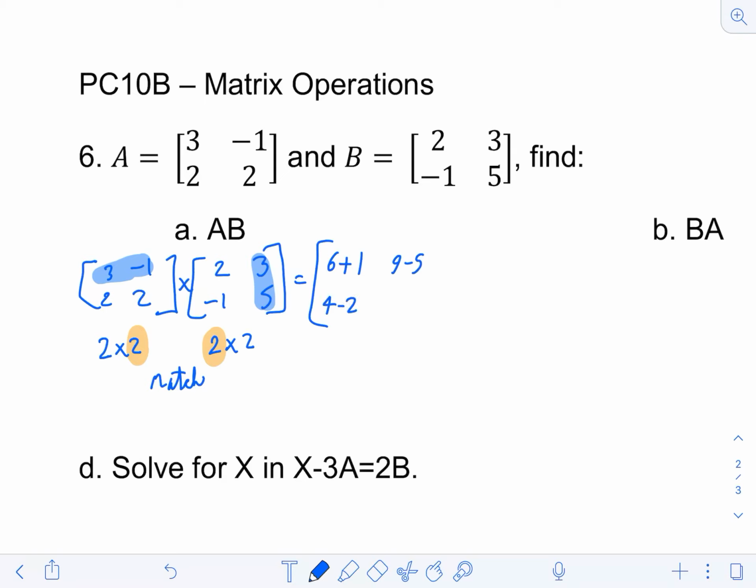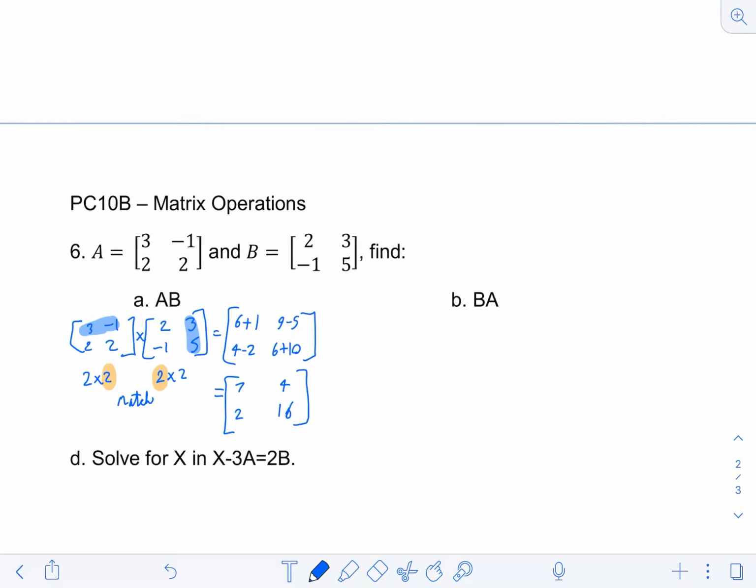And last but not least, 2 times 3 is 6, plus 2 times 5 is 10. And then we just need to add them to get a nice number. 7, 4, 2, and 16. Whenever we multiply them together, that's what we end up getting. All right, with that said, that's a pretty simple process for multiplying them.